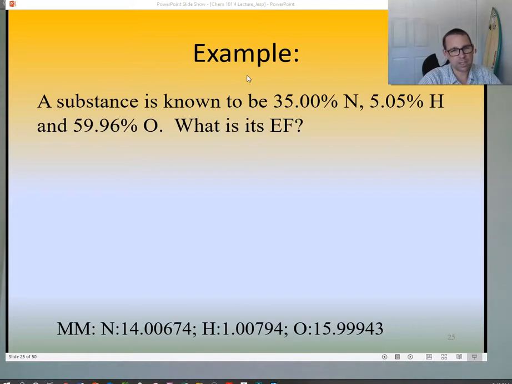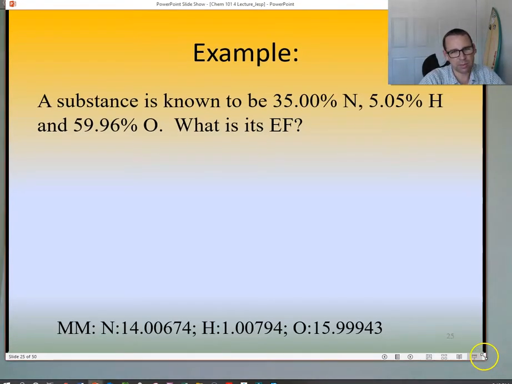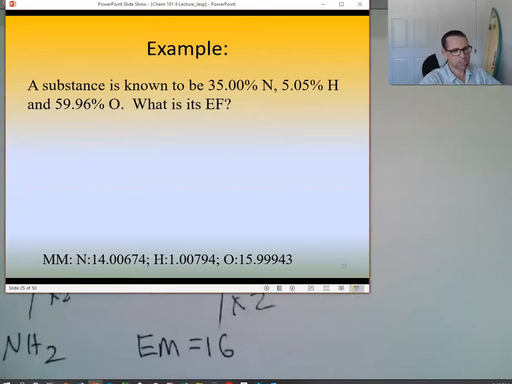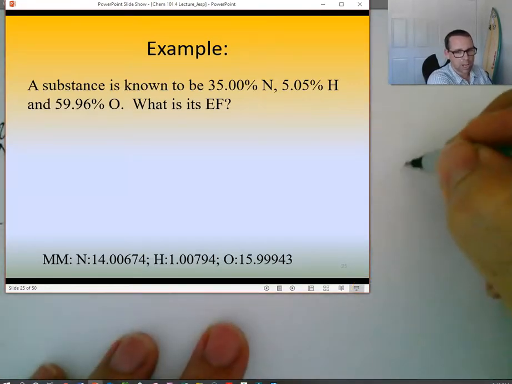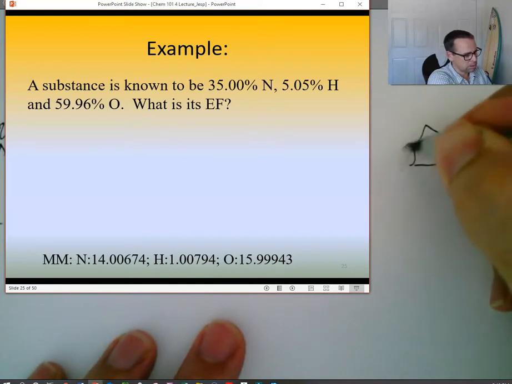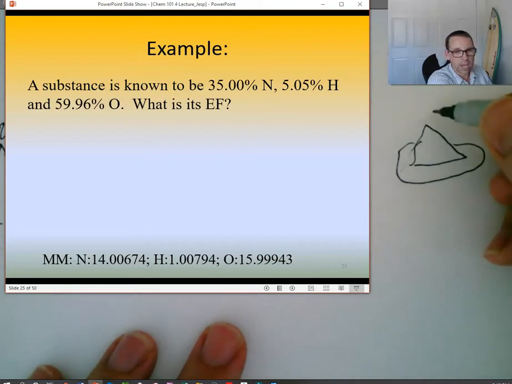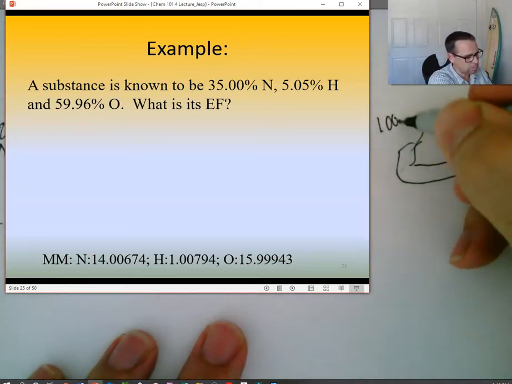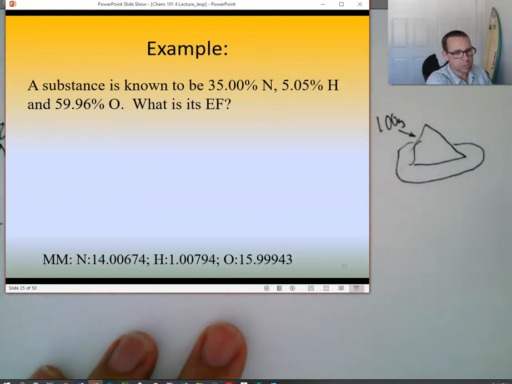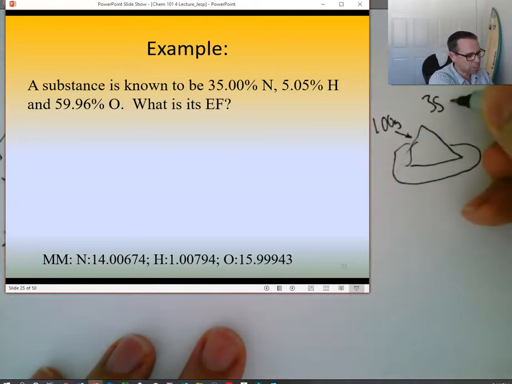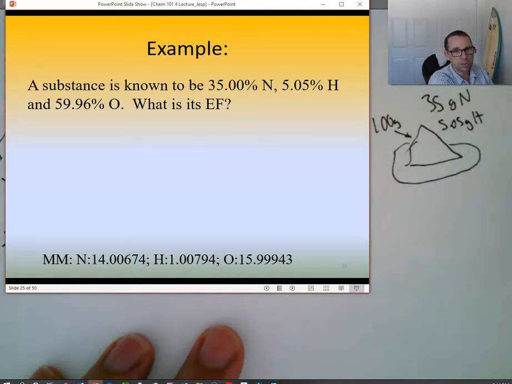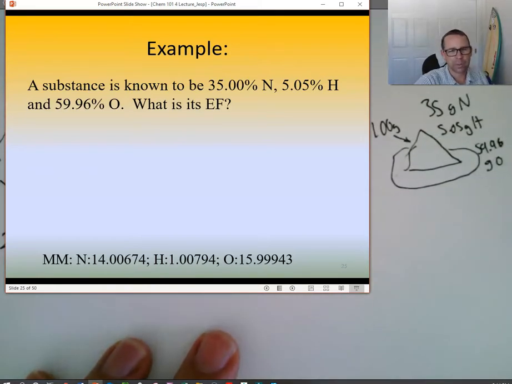Yeah. So what this is basically saying, I have a compound made of nitrogen, hydrogen, and oxygen, right? I can draw a pile of this compound. Here it is. It contains nitrogen, hydrogen, and oxygen. And if I had 100 grams of it here, that means that 35 grams of it is nitrogen, 5.05 grams is hydrogen, and 59.96 grams of it is oxygen. Okay?